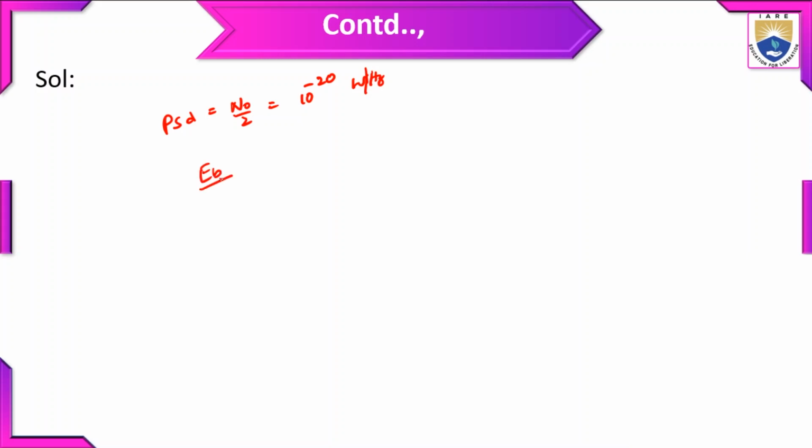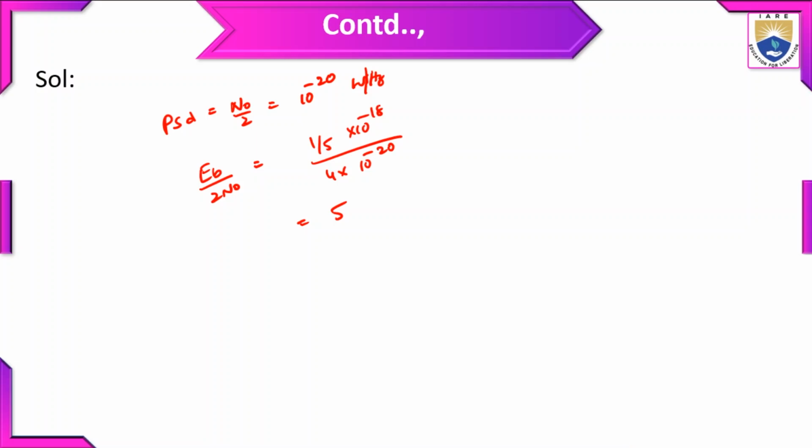So Eb by 2N0 is equal to 1 by 5 into 10 power minus 18 divided by 4 into 10 power minus 20. So again you have to solve this one. Solving all this we get 5. The value is 5.